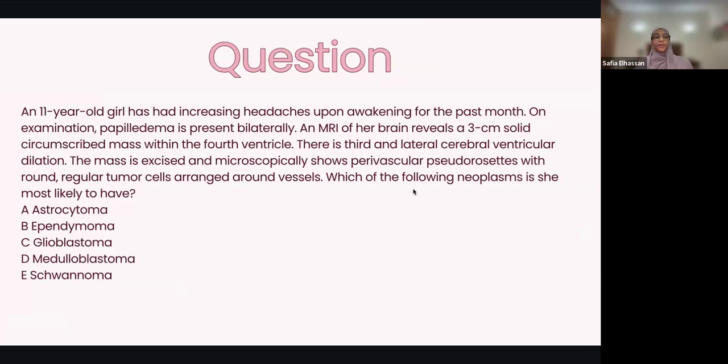Okay, an 11-year-old girl has had increasing headaches upon awakening for the past month. On examination, papilledema is present bilaterally. An MRI of her brain reveals a 3-centimeter solid circumscribed mass within the 4th ventricle. There's third and lateral cerebral ventricular dilation. The mass is excised and microscopically shows perivascular pseudo-rosettes with round regular tumor cells arranged around vessels. Which of the following neoplasms is she most likely to have?